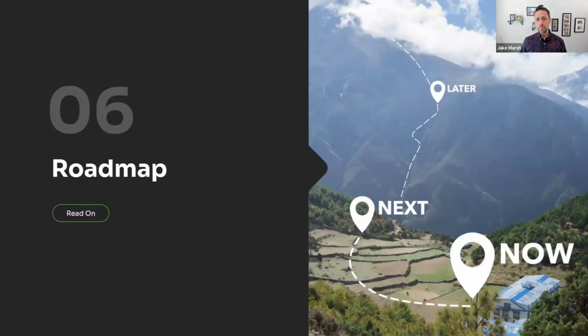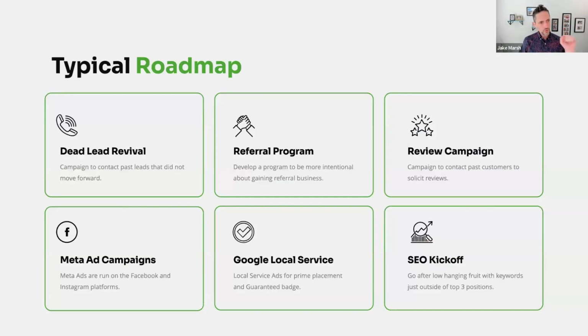So the roadmap that we usually see that we're currently getting the best results from is to go back to past customers, I should say past leads. So this would be your database. We call it a dead lead revival. We go back to past leads that didn't convert, try and prompt them to re-engage. You'd be surprised how many of them didn't move forward or did move forward with somebody else and didn't have a good experience. We want to put a referral program in place.